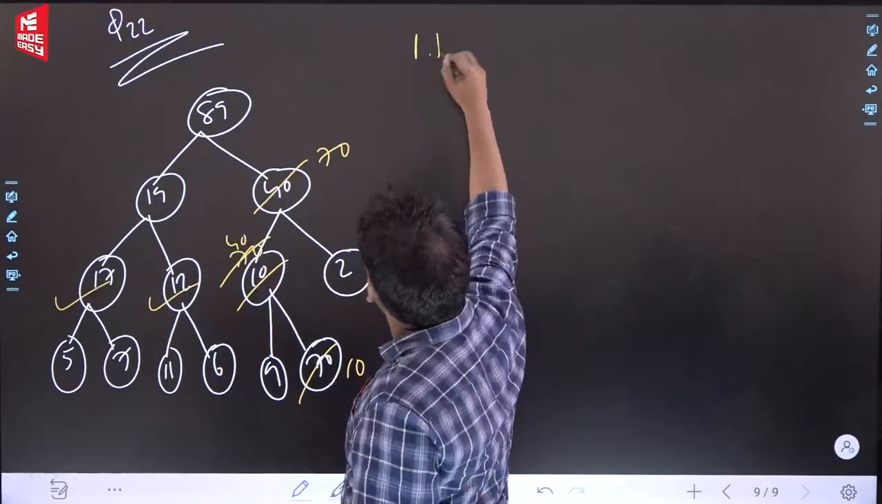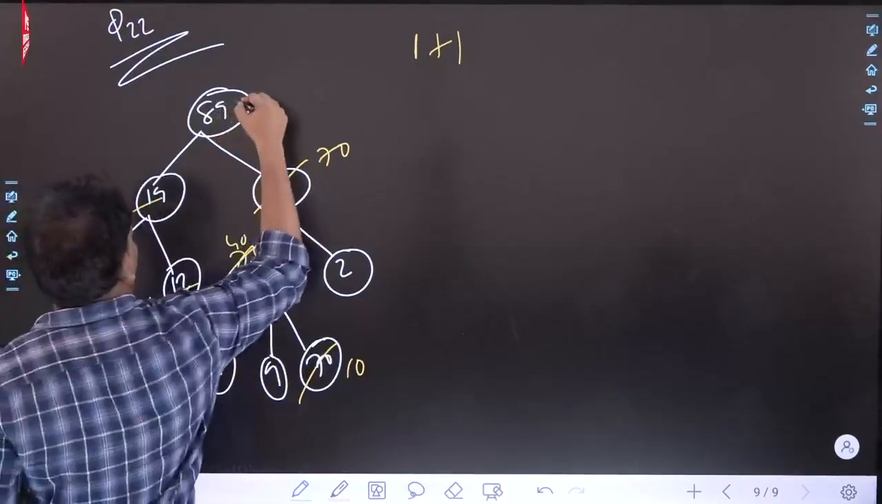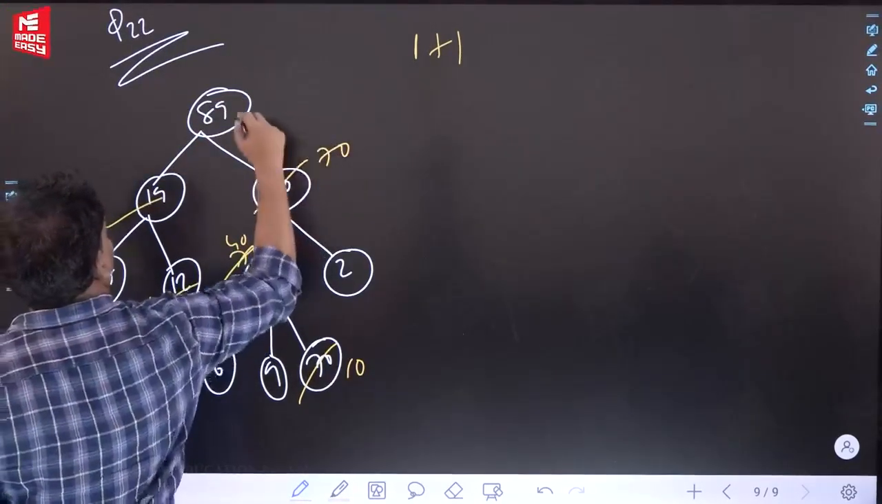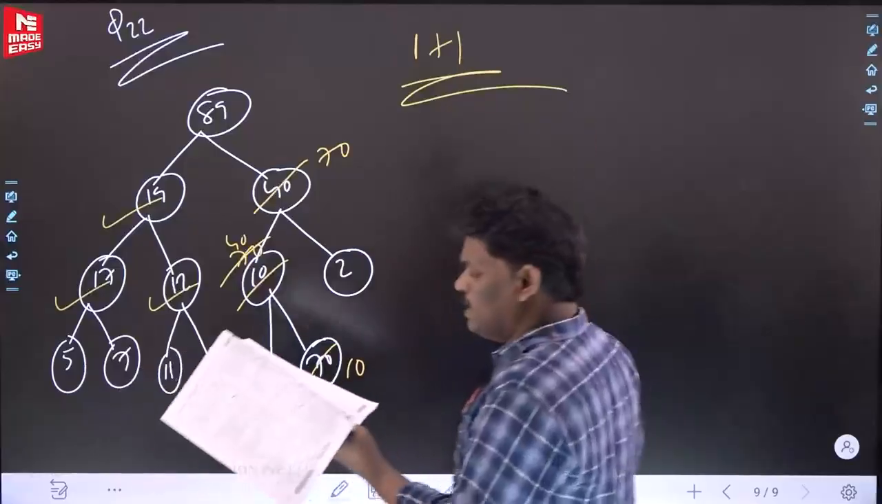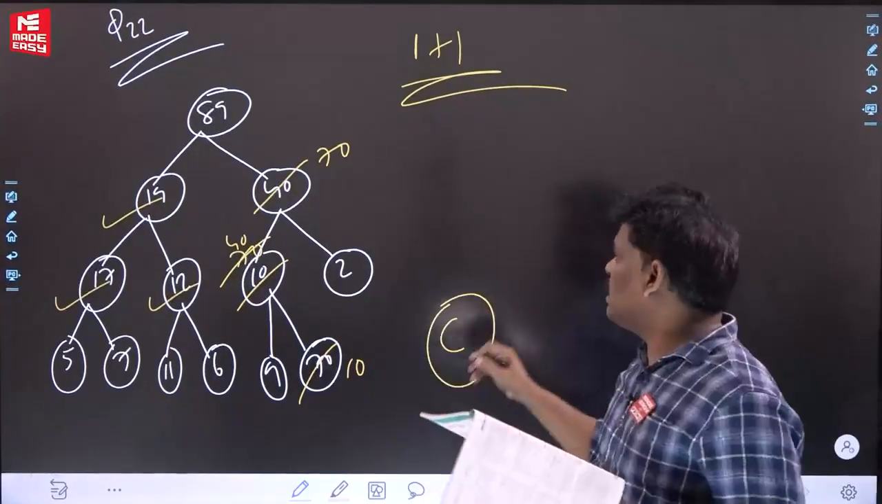I think one more. This one. 19, 17, 12. No problem. Next come here. 89, 19, 70. I think no problem. So how many interchanges? 2 interchanges. For question number 22, answer is C. Just I applied build heap.